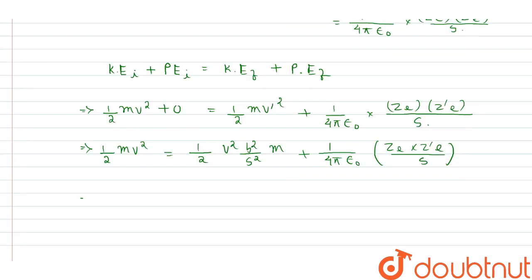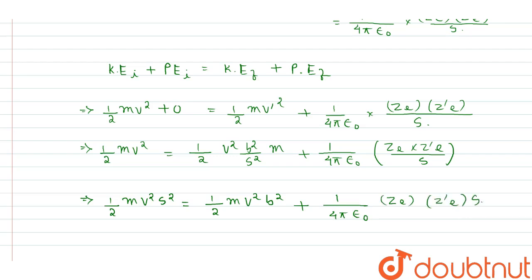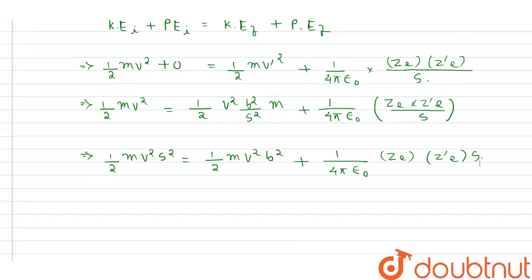Now taking s squared to this side, we get half mv squared s squared equals half mv squared into b squared plus 1 by 4 pi epsilon naught into Ze into Z'e into s. Now dividing both sides by half mv squared, we get s squared equals b squared plus 1 by 2 pi epsilon naught into Z'e squared s divided by mv squared.